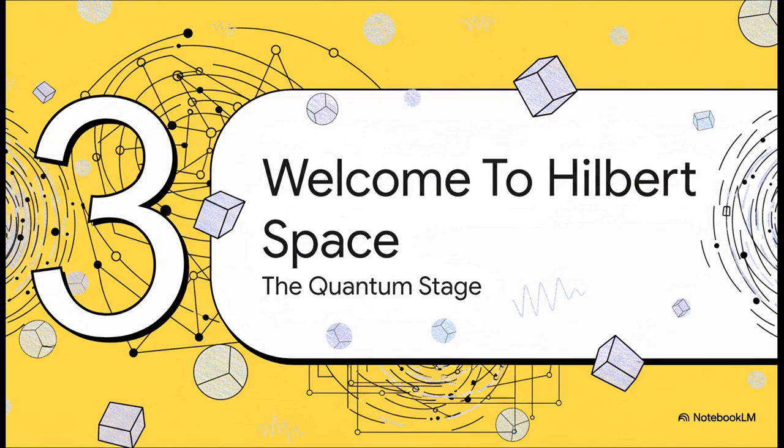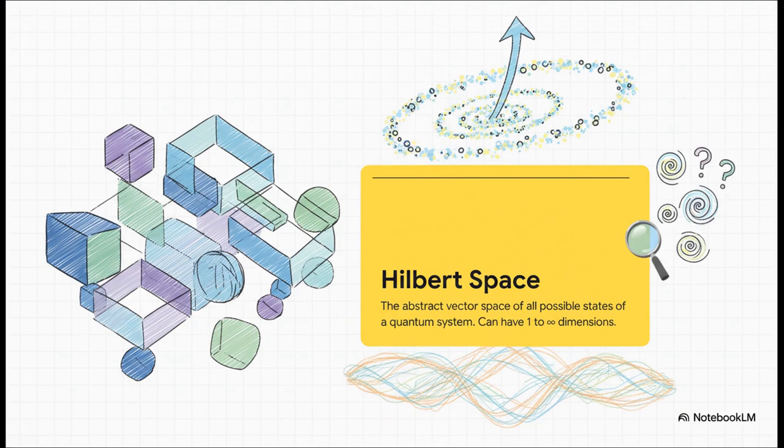It's time to meet the stage and the players for all of quantum mechanics. This is our new environment, Hilbert space. Now, this isn't physical space. It's a purely mathematical space. Think of it as a giant container that holds every single possible state a quantum system can be in. And unlike our 3D world, a Hilbert space can have any number of dimensions: 4, 5, 1,000, even an infinite number of them. This is the arena where quantum reality actually happens.